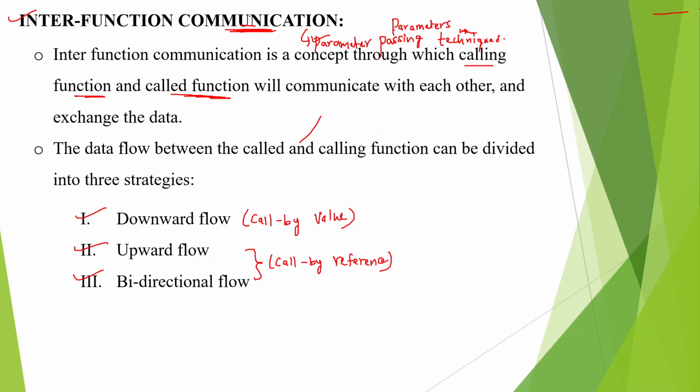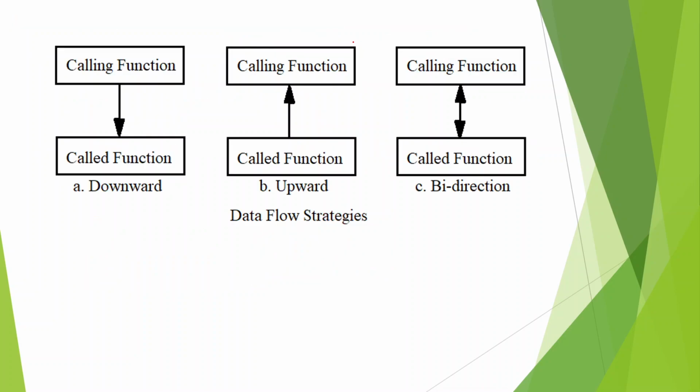So let's understand the topic, understand the concept. What is call by value, call by reference, downward flow, upward flow, bidirectional flow, all these. With this diagram you will understand some points. See here, calling function. Calling function is nothing but my main function, because main is many times responsible for calling other functions. So whenever we see calling function, understand it as the main function only. Here also same thing, calling function means main.